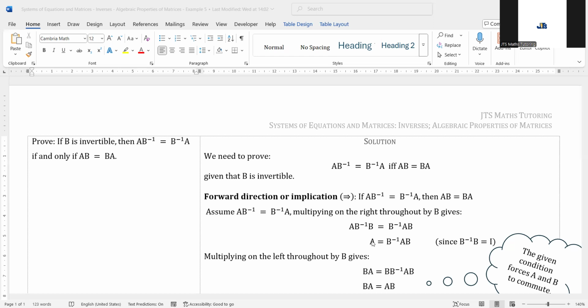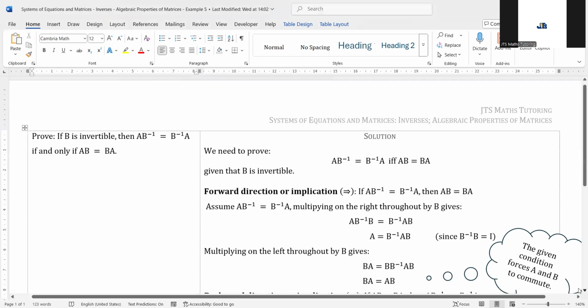Now we are going to multiply on the left throughout by B, and this is what we are going to get right here.